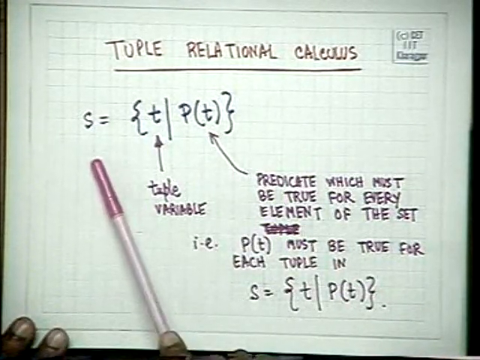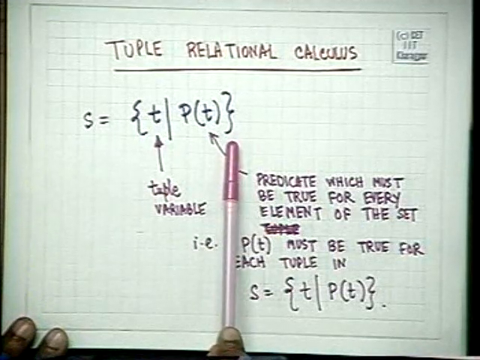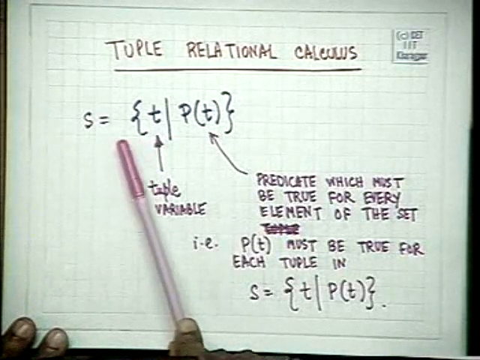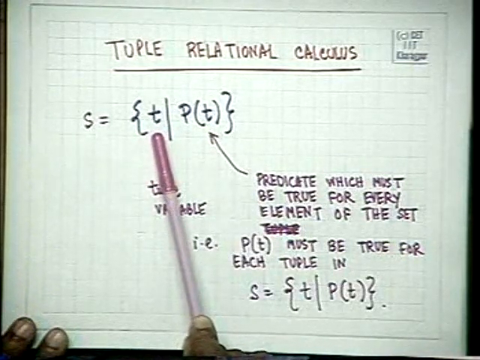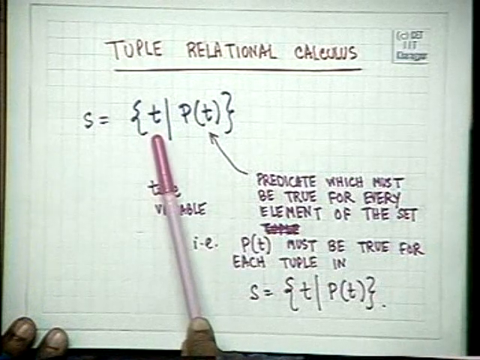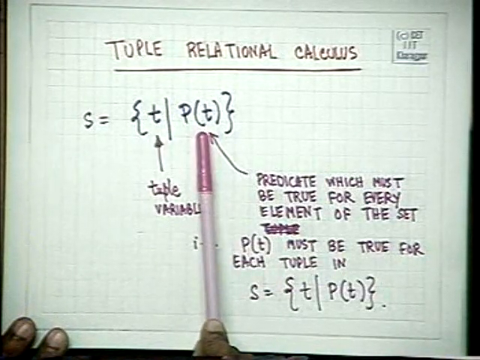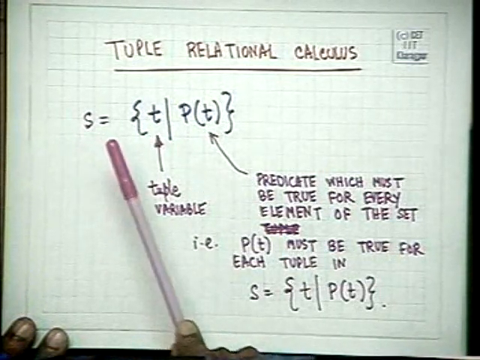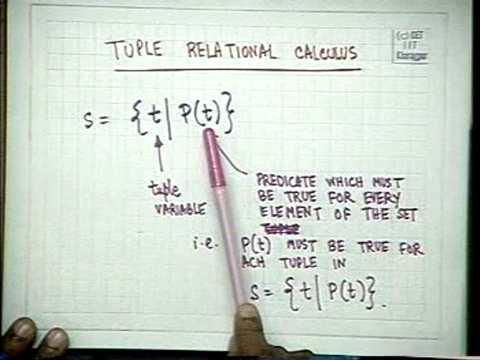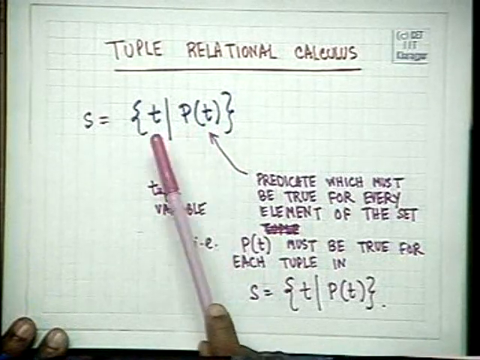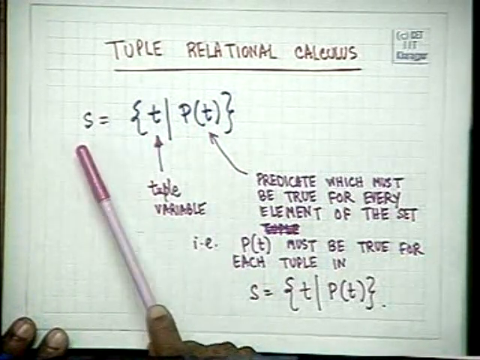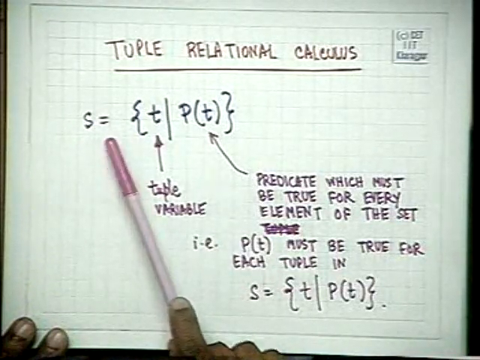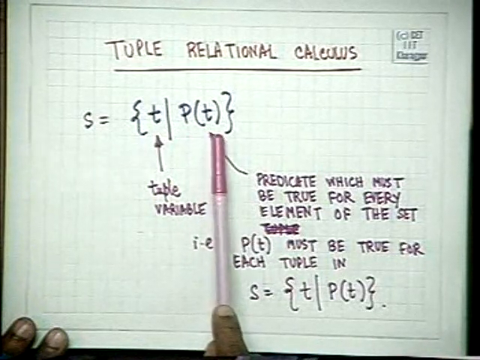The idea is like this: using tuple relational calculus, and this is true even for domain relational calculus, we define a set of tuples using a predicate P of t. Let that set which we define, which is a relation, be S. Then the function which this predicate performs is this: for every tuple which must exist in this set, P of t must be true.